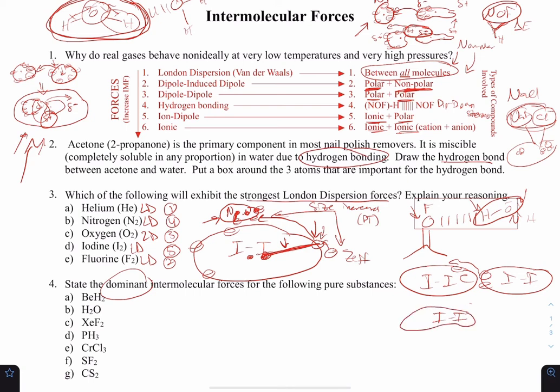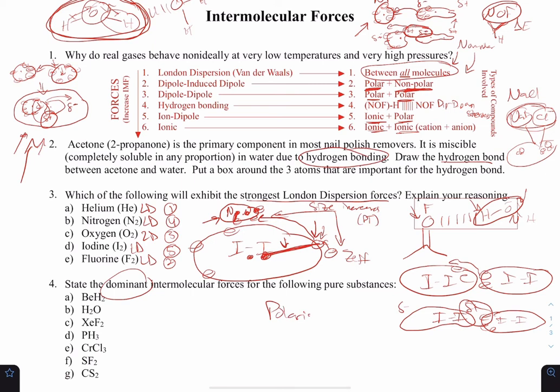It looks like this. I get a delta positive here and a delta negative here. The lowercase delta just means partial. And then here I've got my iodine and my iodine, and then I've got my electron cloud here that's interacting with that delta positive, which it just created by repelling the other cloud. The bigger you get, the easier it is to manipulate that cloud, and we call this polarizability.